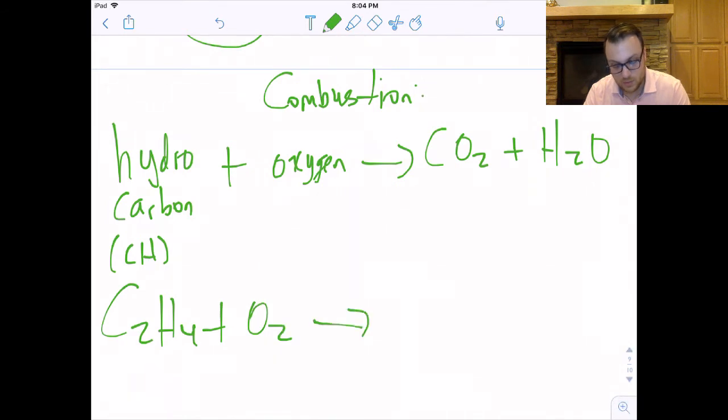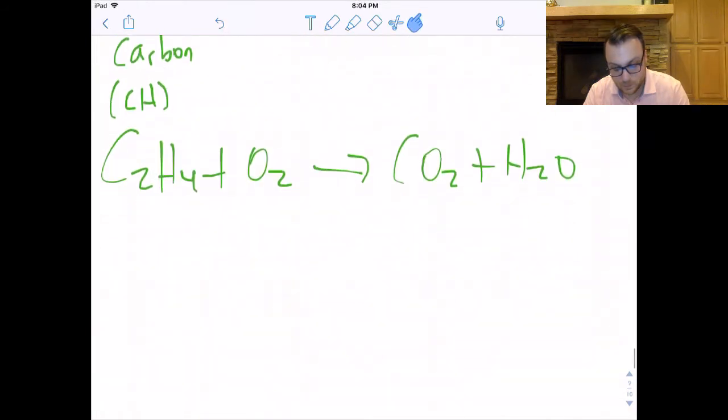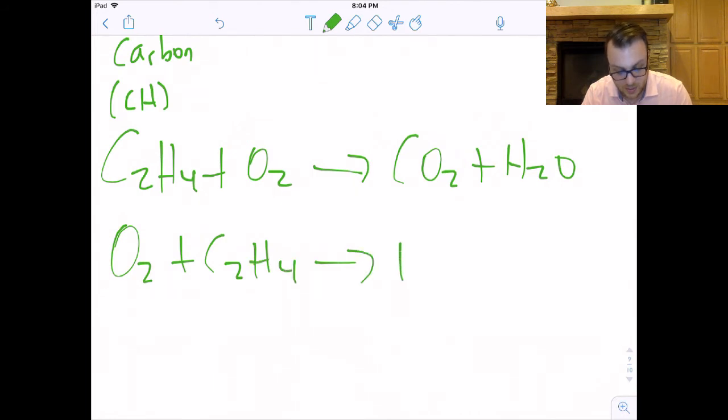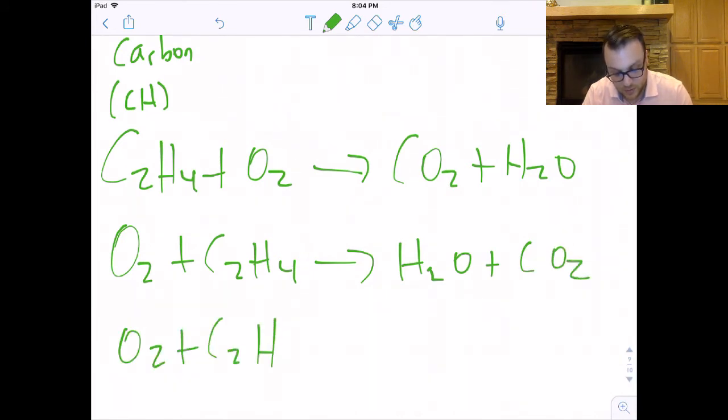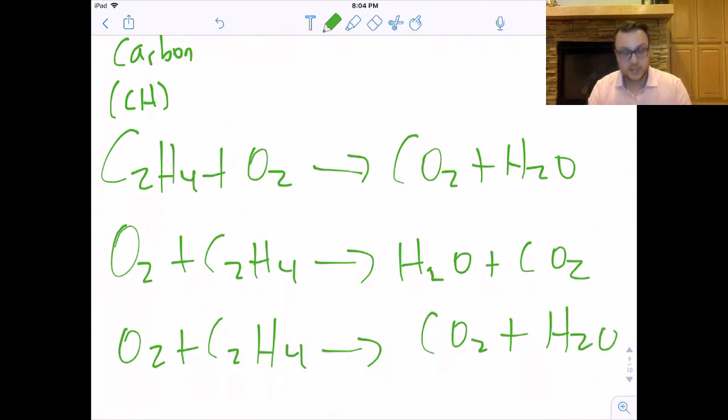Doesn't matter what order you add these in. You could do O2 plus C2H4 make H2O plus CO2. Or you can do O2 plus C2H4 make CO2 plus H2O. It's like that additive property in math. 1 plus 2 is the same as 2 plus 1. 3 plus 7 is the same as 7 plus 3. So that really doesn't matter.